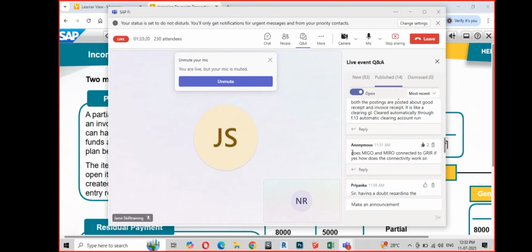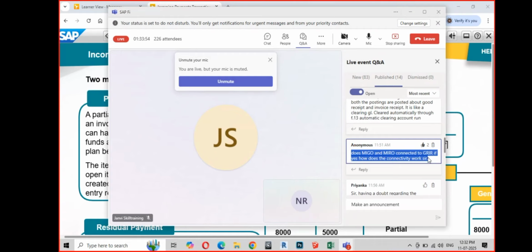Yes, MIGO and MIRO. Yes, it is connected to the GR/IR, but please hold on. You are getting inside the subject. Most of these questions, if you're asking me such questions, people may get confused. Not many people, I'm assuming, would know what MIGO and MIRO are. So please hold on. Do not ask me such questions as far as the current moment is concerned.